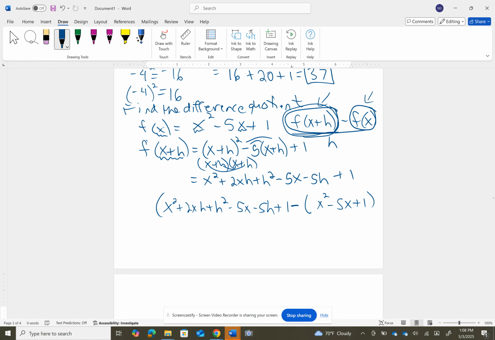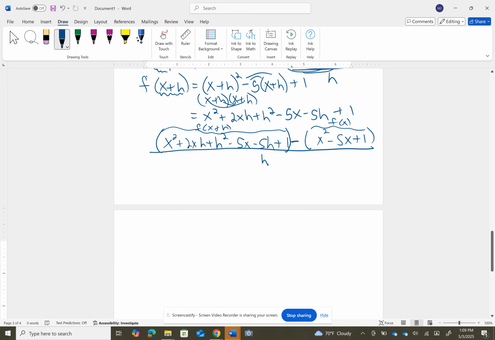Okay, so this first thing was my f of x plus h. Second thing was f of x. So this was the f of x plus h right here, all of that. And then this right here was the f of x. And then don't forget there's an h down there. All right, so then you work on simplifying that.